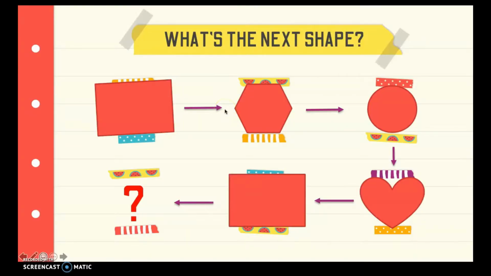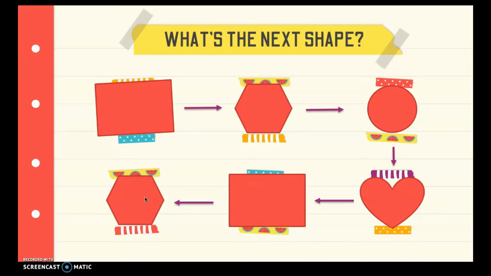Good day, everyone. Let's start our lesson by finding out the next shape. Now let's take a look at the picture pattern. What's the next shape? So we have here a rectangle, a hexagon, circle, heart, then rectangle. And what is the missing? So the missing is hexagon.